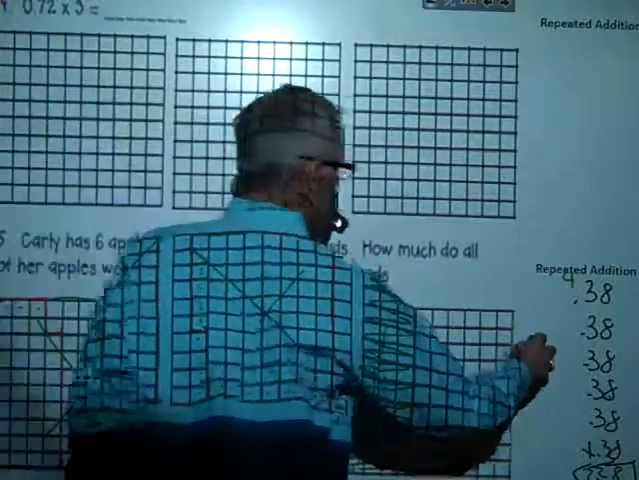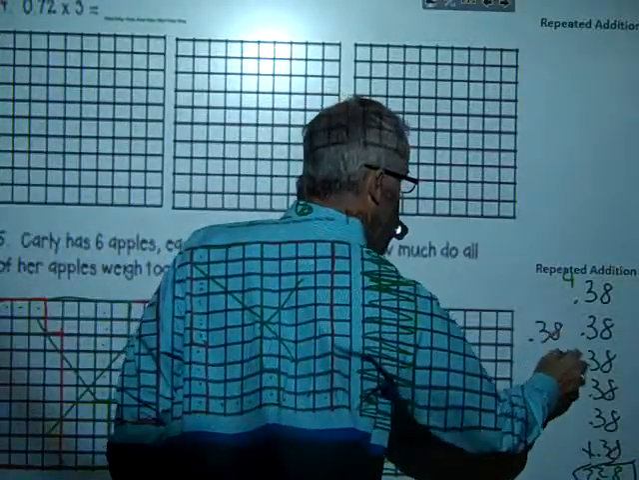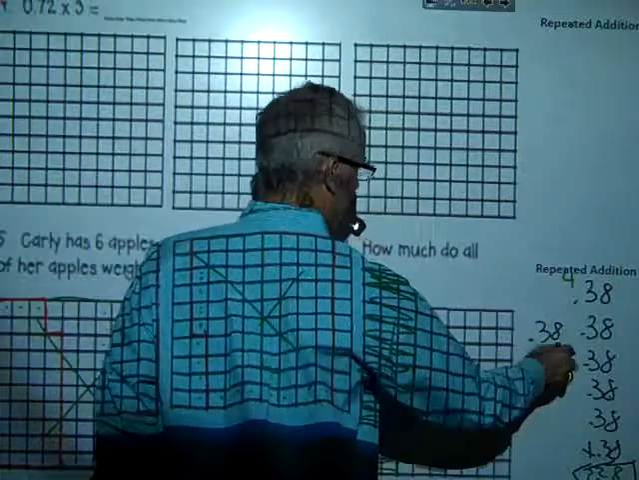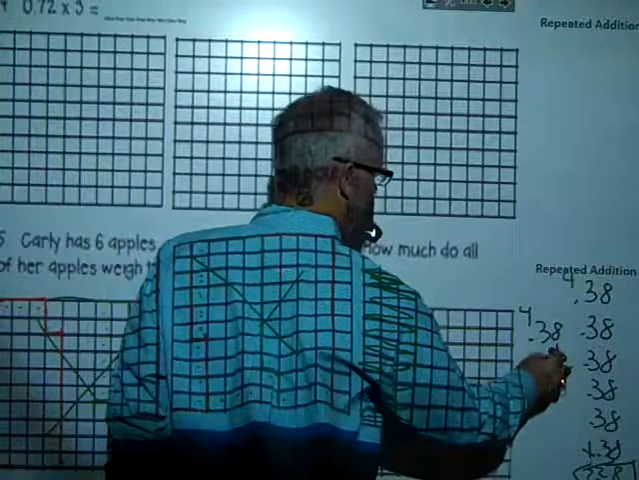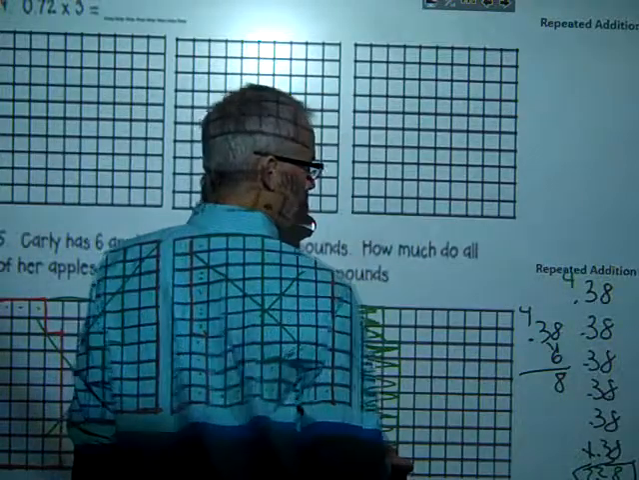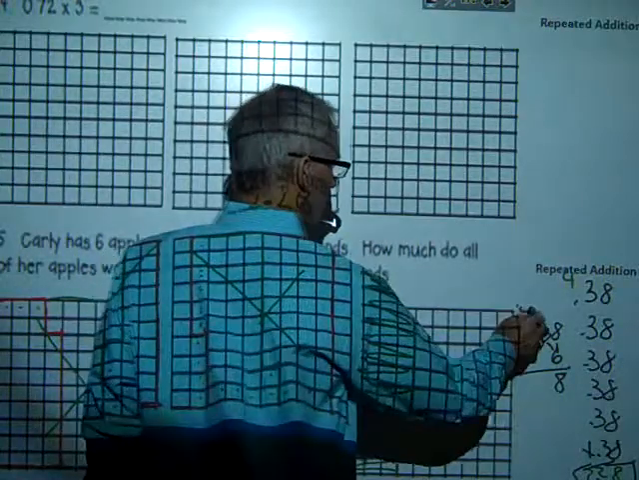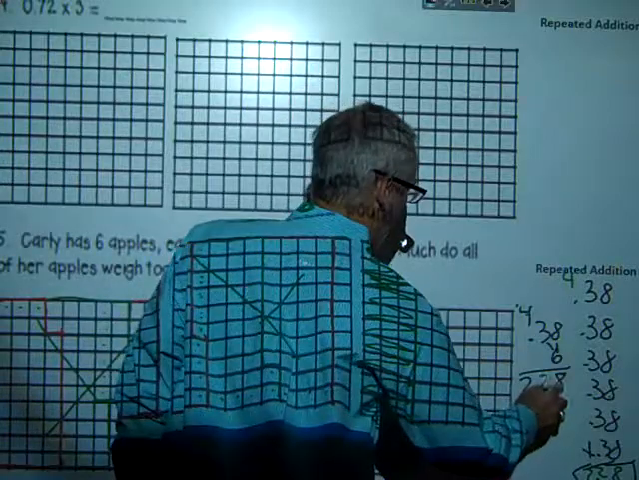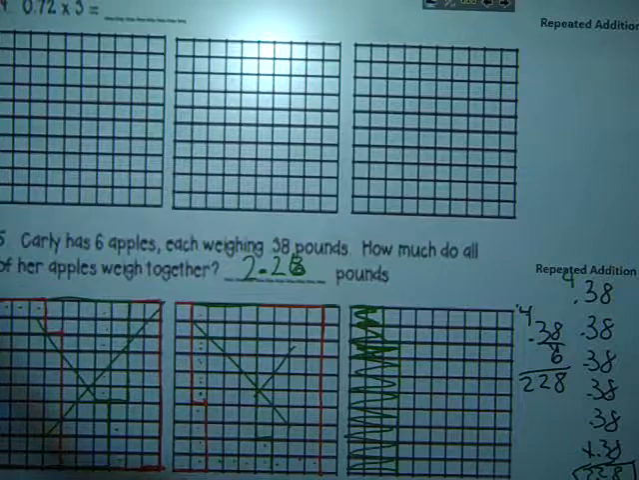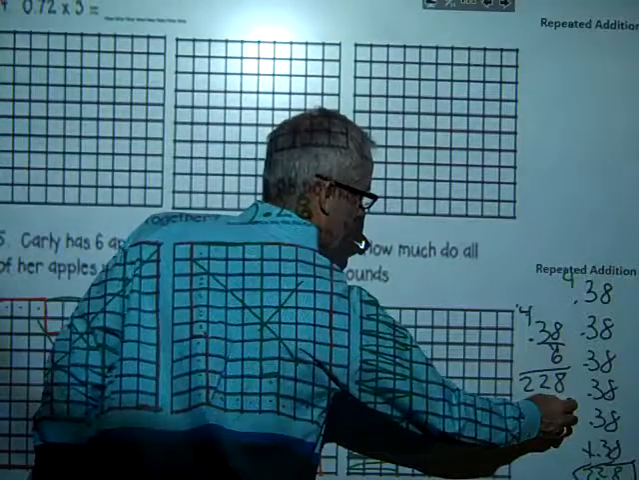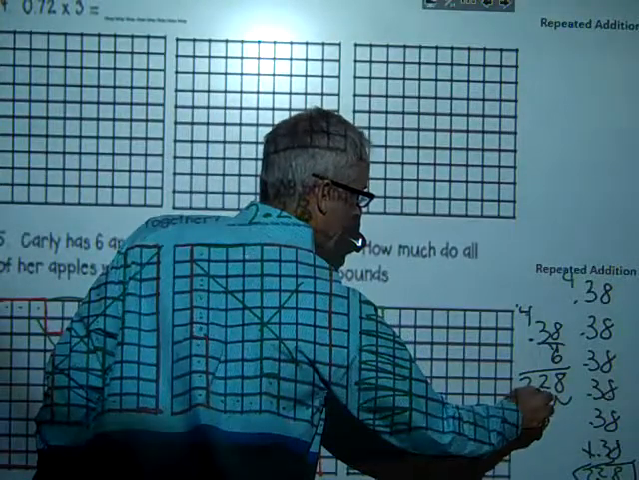Yeah. Now what's the algorithm? 38 hundredths times 6. I start with 6 times 8. 48. 6 times 3 is 18, plus 4 is 22. How many places behind the decimal in my question, class? 2. So how many do I need in my answer? 2. 1, 2, decimal.